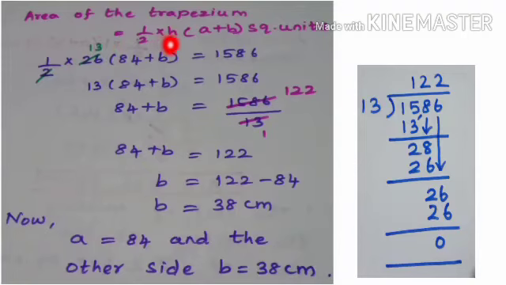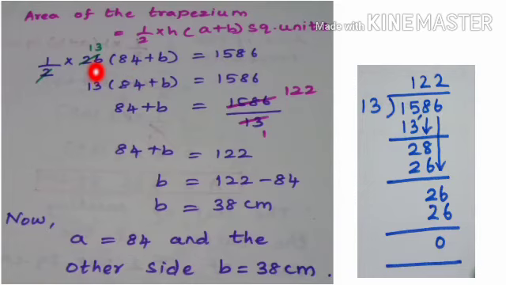Students, now the area of the trapezium is 1 by 2 into h into (a plus b) square units. Now in the next step, what will we do? We have to substitute all the given values. So 1 by 2 into, what is the value of h? It is 26. And what is the value of a? It is 84. And plus b. Here we have to find the value of b. So it is equal to 1586, which is the value of the area of the trapezium. It is given in the question itself.